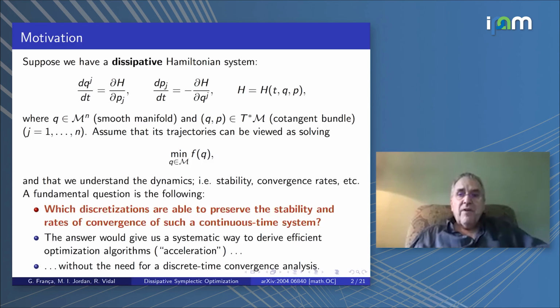And let's suppose that we've done our differential geometry and our dynamical systems analyses. We've got stability, we've got convergence rates, and so on. We'd like to know, can you now take all that analysis and return to discrete time and preserve those rates? Is that possible? When is it possible? What do we need? What assumptions?